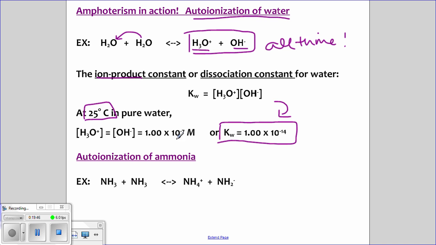Always, always, always. Whenever it's neutral, the reason we know it's neutral is because they're equal here, you've got equal concentrations of both hydronium and hydroxide, each of them being 10 to the negative 7th. We'll use this when we do pH calculations in the next lecture. Ammonia and ammonium kind of do the same thing. We've got ammonia, and ammonia donates to make the ammonium cation, and it's amide, which we don't see often, but if one's got the H plus, the other one has NH2 minus.